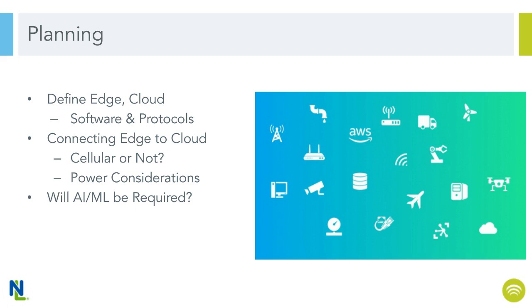So in the planning stage, you're taking this messy diagram over here and figuring out which pieces you want, lining them up, making sure everything is in line and orderly so you know how to go from your edge to your network to your cloud.